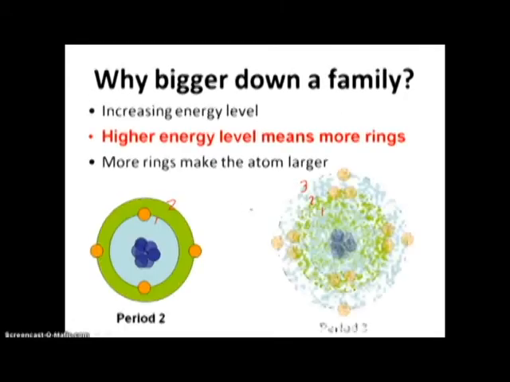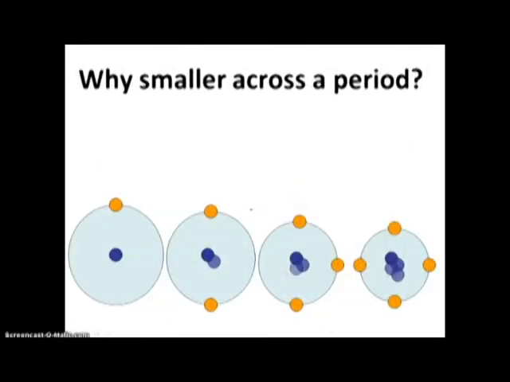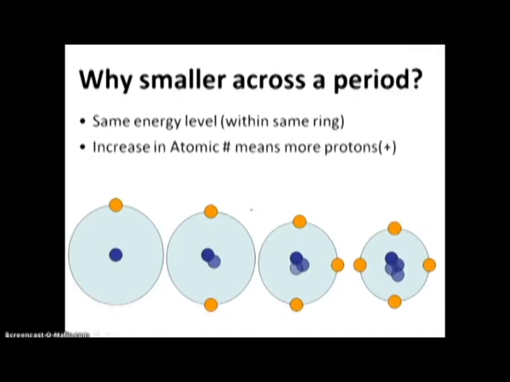Why is that happening? So what ends up happening is the number of rings does not change, right? Everything in row 2 has 2 rings. So you're not actually losing rings or making the atom smaller. It has the same number of energy levels, but you are increasing the atomic number every time you go from left to right. The atomic number goes up by 1, which means the number of protons goes up by 1.